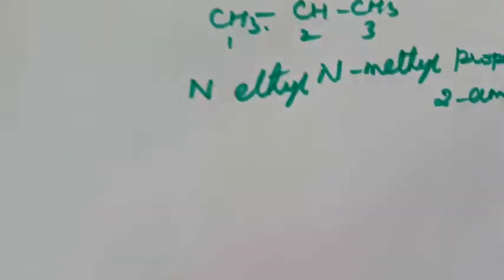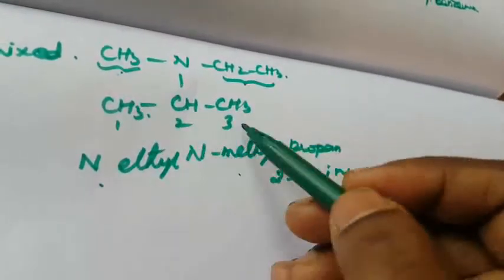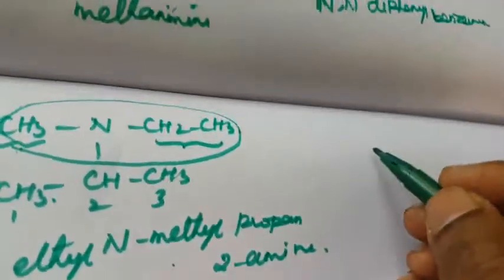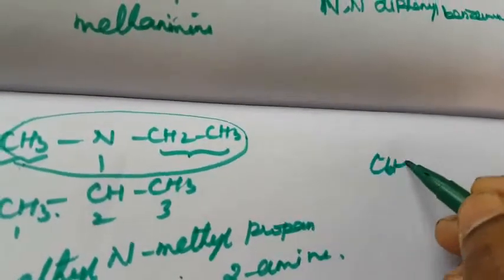Okay, so how to write? First one is 3 carbon. So here the substitution N-ethyl, here ethyl, that is N-ethyl, N-methyl, then propane 2-amine. At the second position only, the attachment will be there. This is considered as a substitutional group. This compound fully is considered as a substitutional group. Okay, another one is the same compound we can write like this. This is the mixed one.